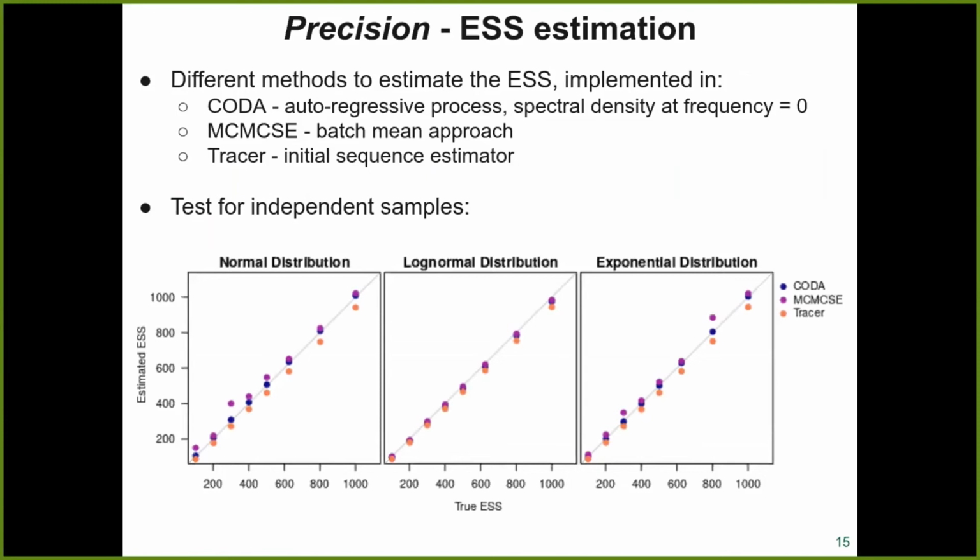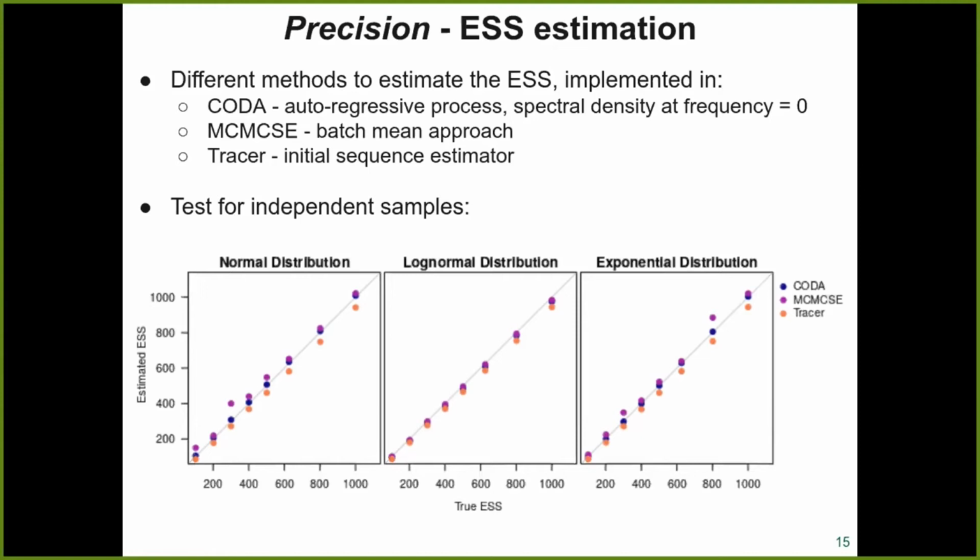For example, for CODA, MCMC SE, and Tracer, they implement differently the way they calculate the autocorrelation time. For CODA, they calculate the autoregressive process and the spectral density at frequency 0. For MCMC SE, they use a batch means approach, and Tracer uses an initial sequence estimator.